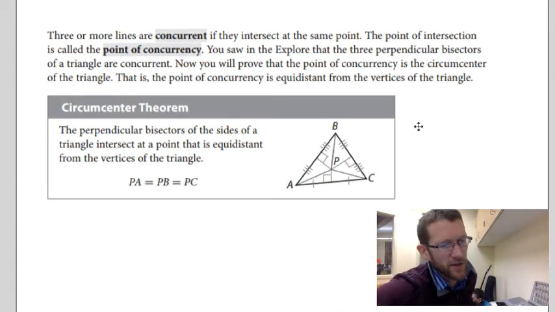Perpendicular bisector, 1, 2, 3. These make the circumcenter just for me. Perpendicular bisector, A, B, C. The circumcenter is equidistant from these vertices.